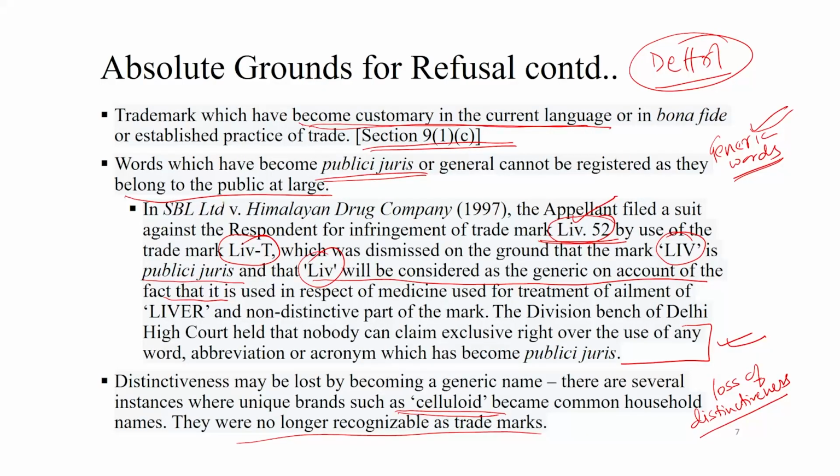So this is the third point. First, it lacks distinctiveness. Second, descriptive words cannot be registered as trademark. Third, the words which may be called generic words cannot be registered as trademark. We refer to the case of SBL Limited versus Himalayan Drug Company, where in Liv 52, the Liv part was declared by the court to be generic, and therefore it cannot be monopolized by one trader.